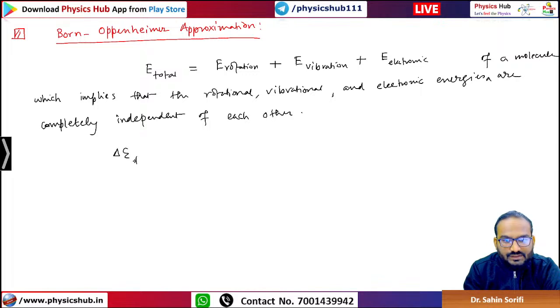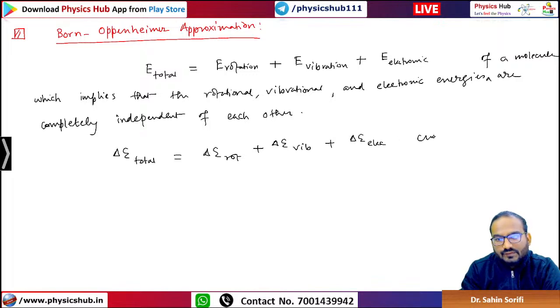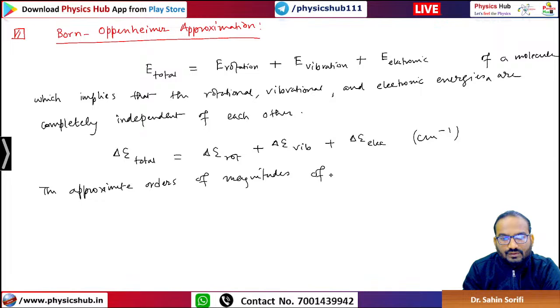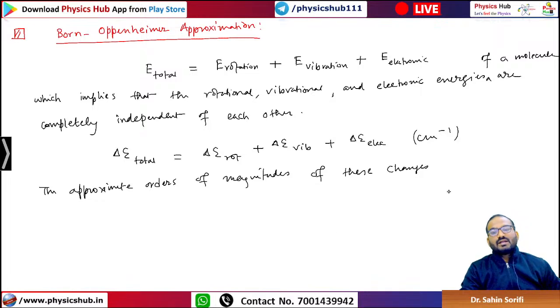In terms of wave number, if you write delta E total, delta E rotational, delta E vibrational, delta E electronic, it is in centimeter inverse. And you know the approximate order of their magnitude. Approximate orders of magnitudes of these changes, means it is the separation between the different levels. When we are using delta, it shows the separation, delta nu bar, you can say.